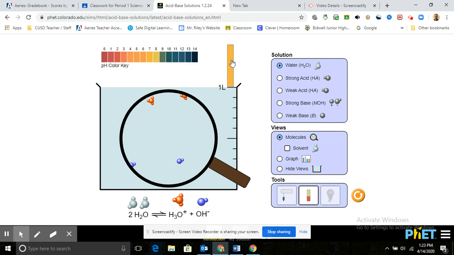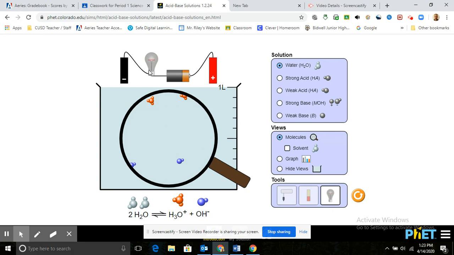pH of 7. Electrical conductivity, you come down here to the little light bulb, and here's the battery and light bulb, just like my demo. I put the electrodes in, and there is no or very little conductivity in there, and that's that. Okay, so pull that out.